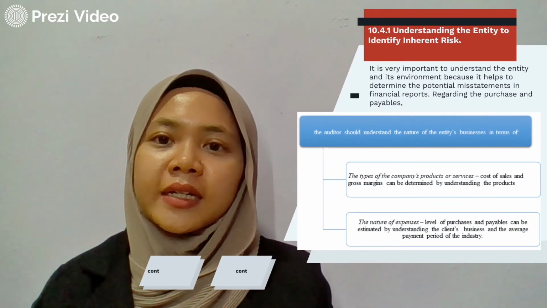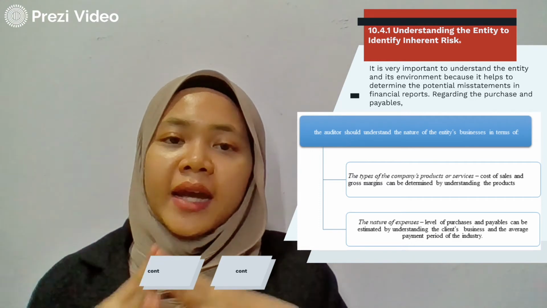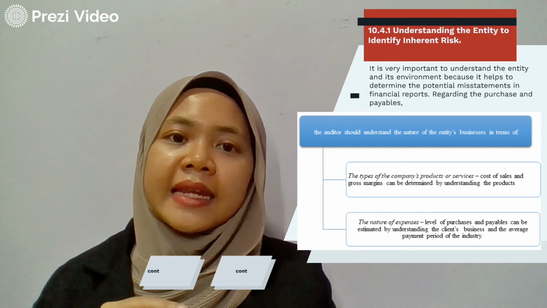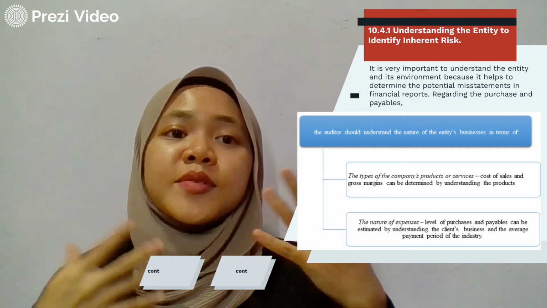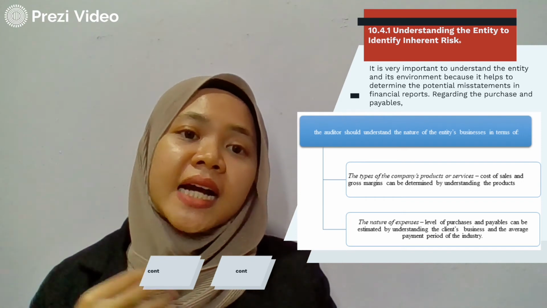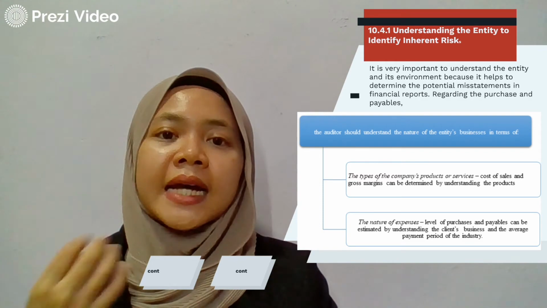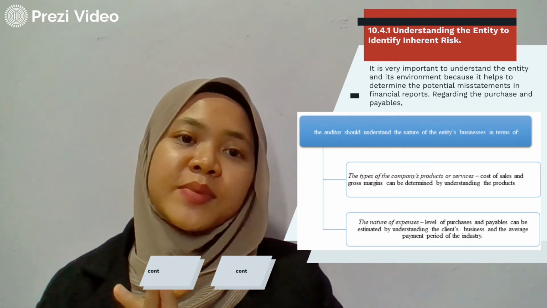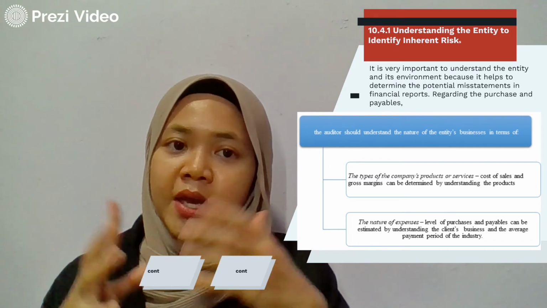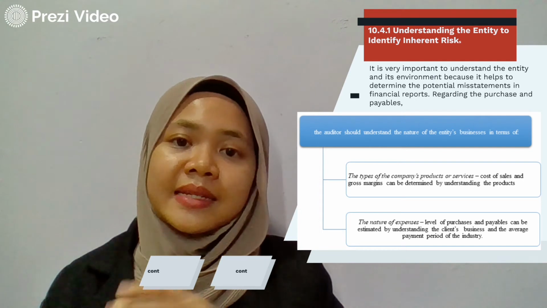Okay, so we go for 10.4.1. Understanding the entity to identify inherent risk. It is very important to understand the entity and its environment because it helps to determine the potential misstatement in the financial reports. Regarding the purchases and payables cycle, the auditor should understand the nature of the entity's business in terms of the types of the company's products or services, because cost of sales and gross margins can be determined by understanding the products.